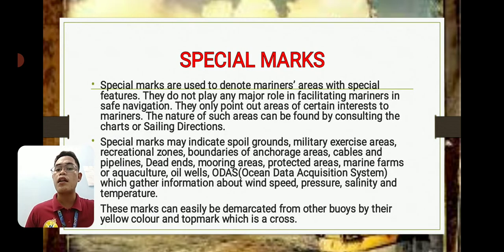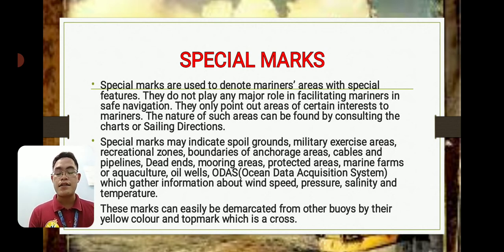So next, the special marks. Special marks are used to denote areas with special features. They do not play any major role in facilitating mariners in safe navigation. They only point out areas of certain interest to mariners. The nature of such areas can be found by consulting the charts or sailing directions.